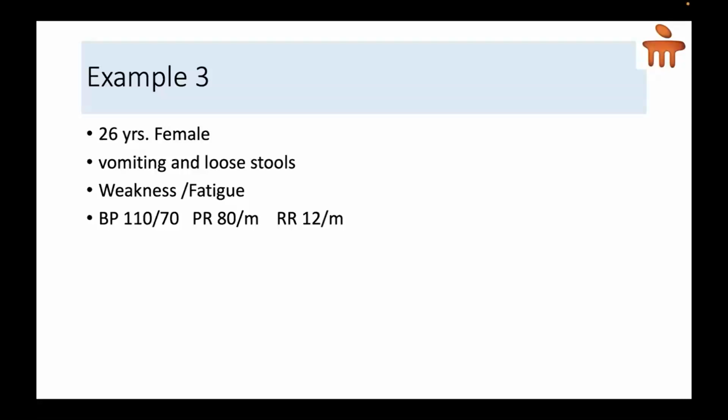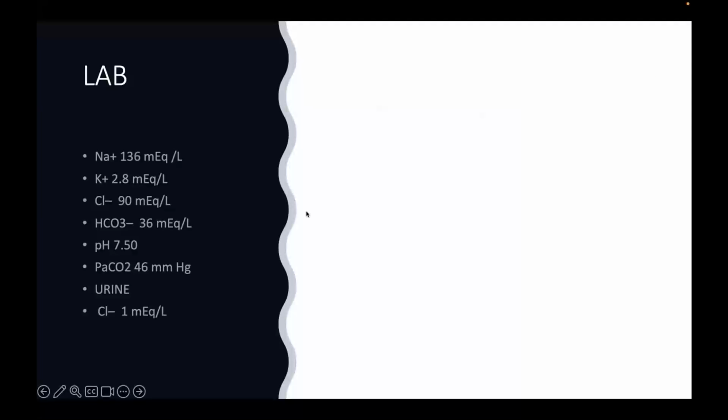Third question. A 26-year-old female presents with vomiting and loose stools. The patient is noted to have fatigue and weakness. BP is 110/70, heart rate 80 beats per minute, respiratory rate 12.